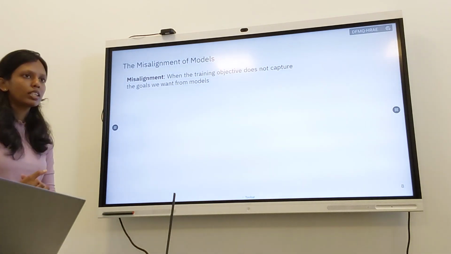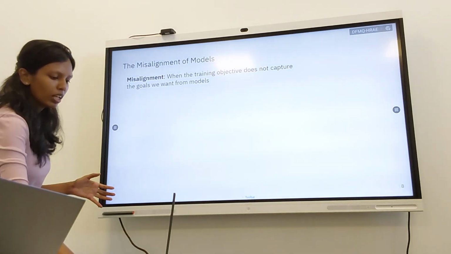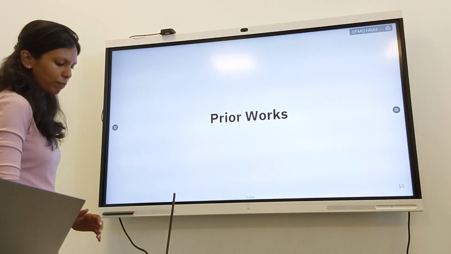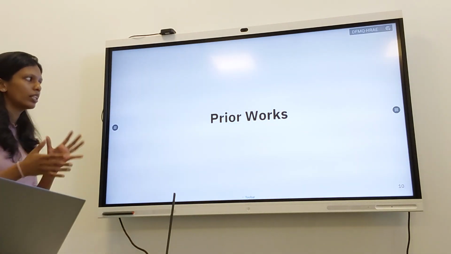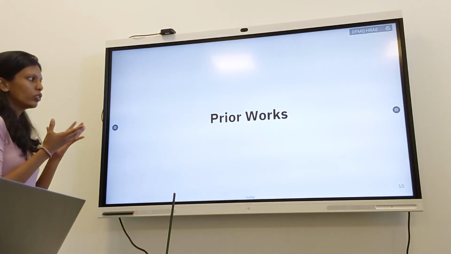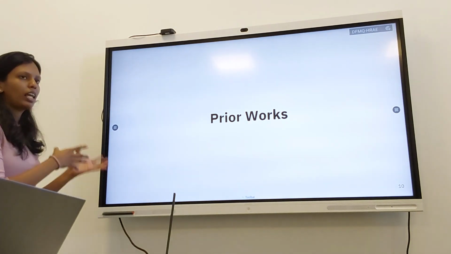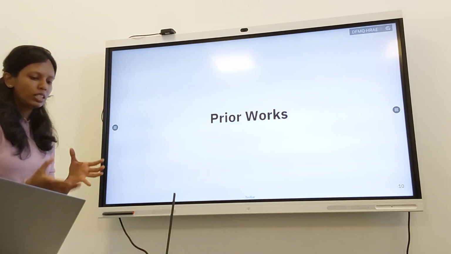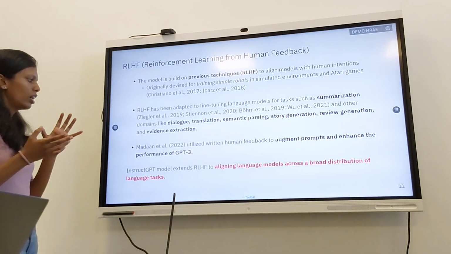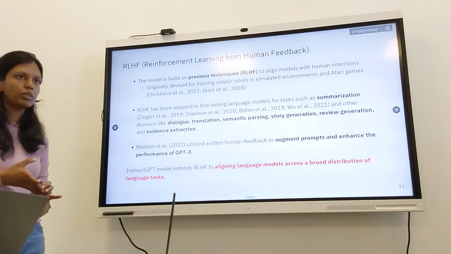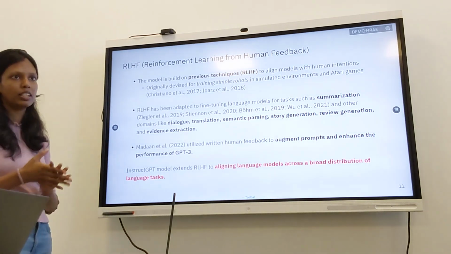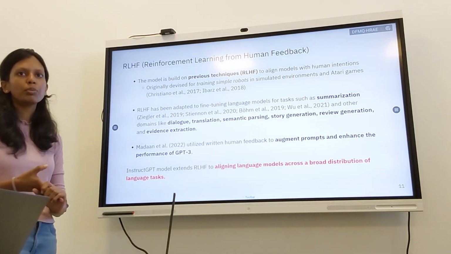So when the training objective does not capture those goals, misalignment happens. Now let's look at the prior works where people have been researching how to align a language model to these three goals. In this InstructGPT paper, what they have mainly used is RLHF, reinforcement learning from human feedback.